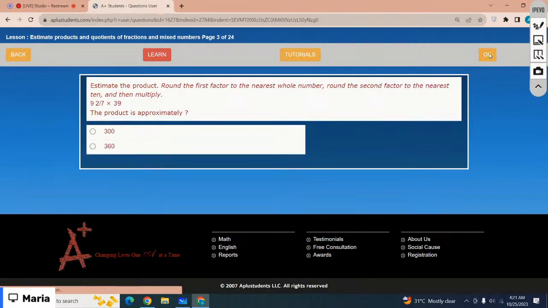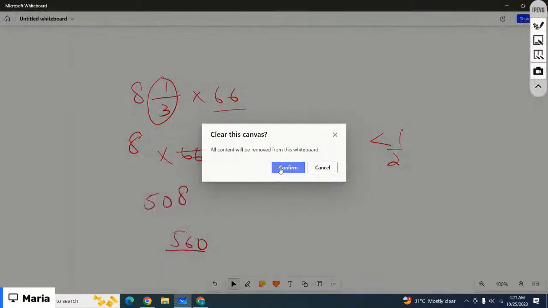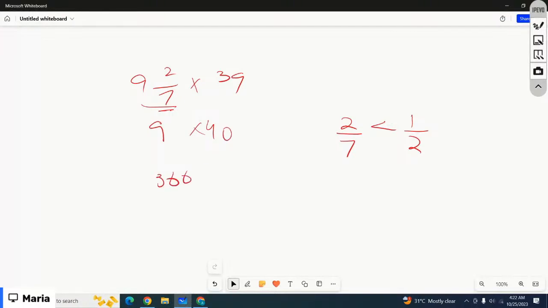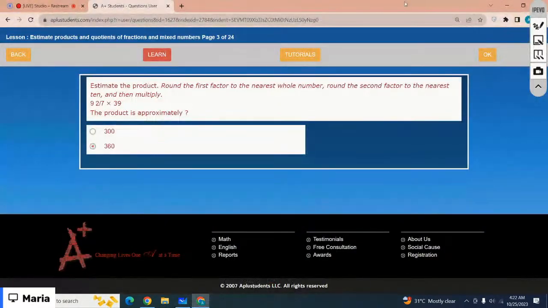Okay, estimate the product, that is 9 whole 2 over 7 times 39. Just look at the fractional part, that is 2 over 7, right? That means it would be less than 1 over 2, so you round down to the same whole number. And here you have 39, you round 39 to 40. So 9 times 4 is 36, so it is 360. The correct option is 360.